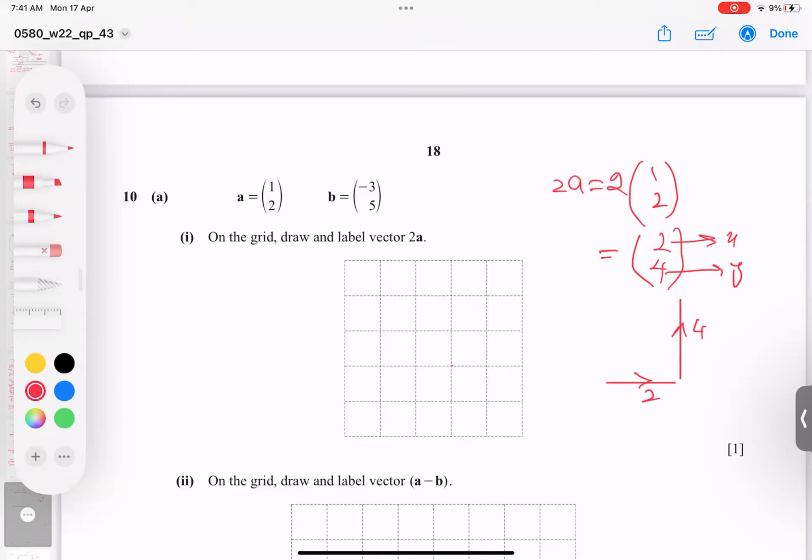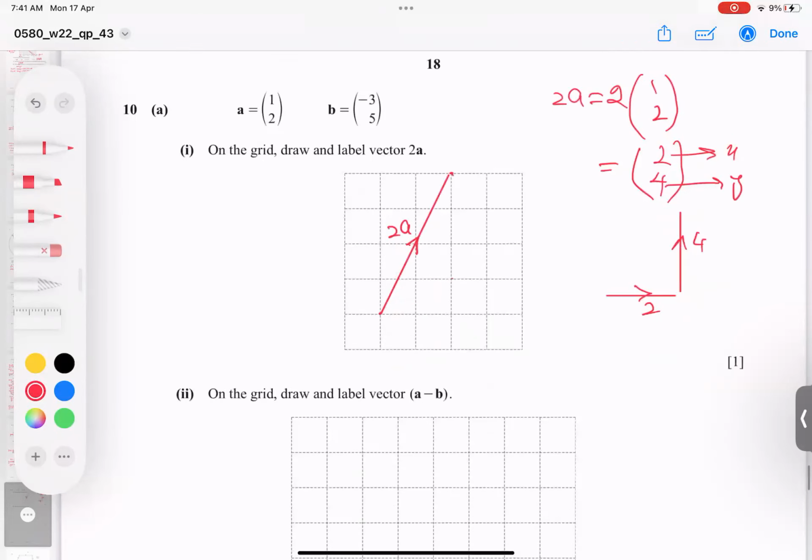So how to make it? I think I have to start from here. If I start from there, I will go outside the diagram. So I start from here, no problem. 1, 2, then 1, 2, 3, 4. So starting and ending, and this is my answer for 2A. I hope the idea is clear. Let's talk about this one.